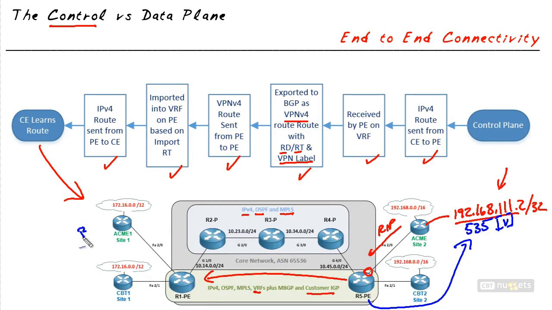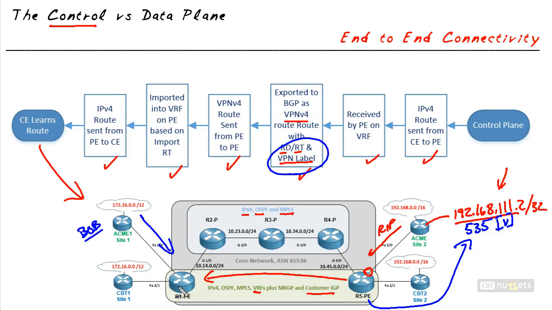If we have somebody like Bob, and just for a moment, I'd like to talk about the data plane. If Bob is sending a packet out to 192.168.111.2, and that packet goes this direction, when it's received, R1 is going to know that R5's VPN label is 535 because that was part of the advertisements that R1 received.